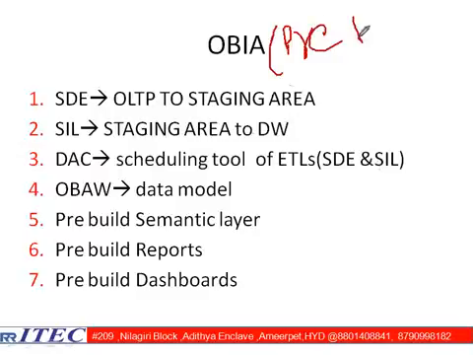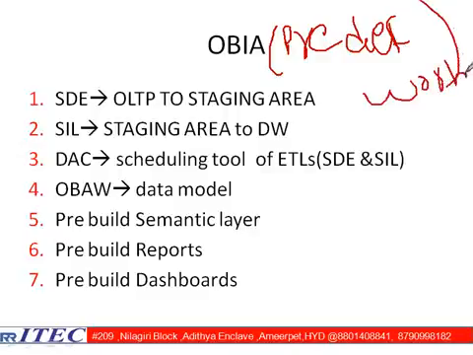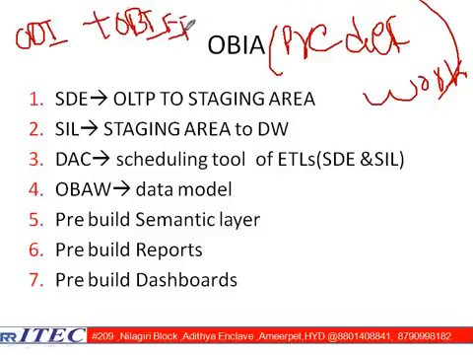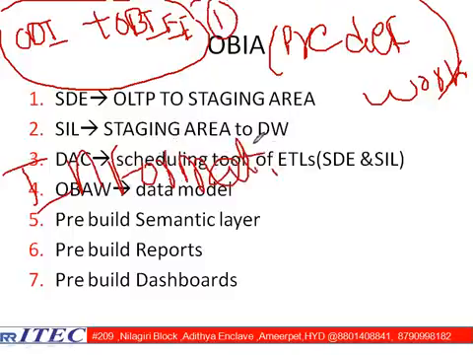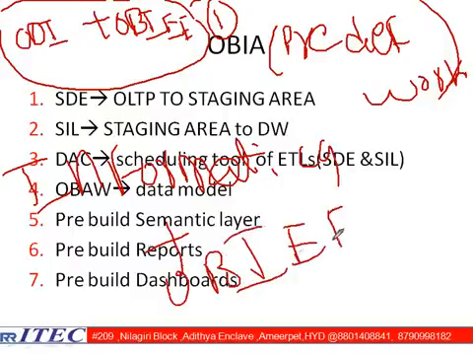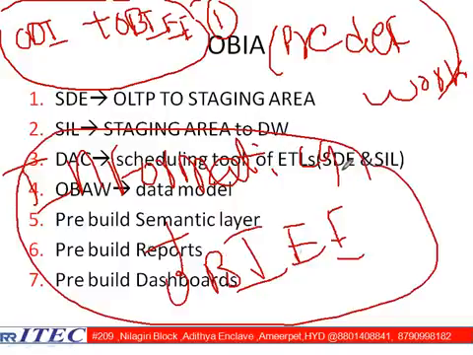This predefined work is available in two flavors. Number one flavor is you can use ETL as ODI, and reporting as OBIEE. This is the one flavor. And we have one more flavor, that is, you can use ETL as Informatica, and reporting as OBIEE. This is the other flavor. These are the two flavors that are available.